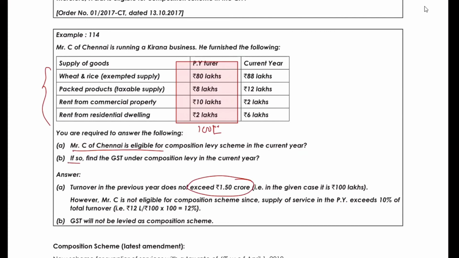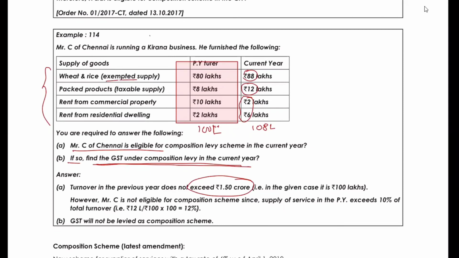Now find the GST under composition levy in the current year. So what will be the GST levied in the current year? It is 88, 90 and 108 lakhs, if I'm not wrong. 108 lakhs and 6 plus 2, 8%. Okay, so 10.8 is there. So also find out the GST under composition levy in the current year. What will the GST levied? 108 lakhs. Wheat and rice are exempted.